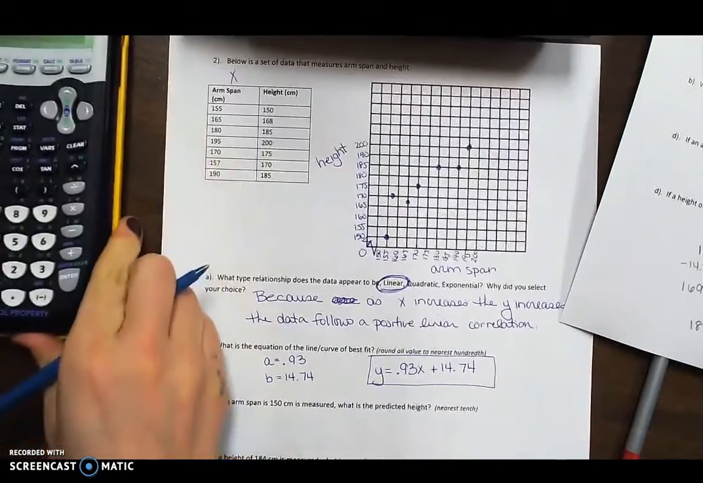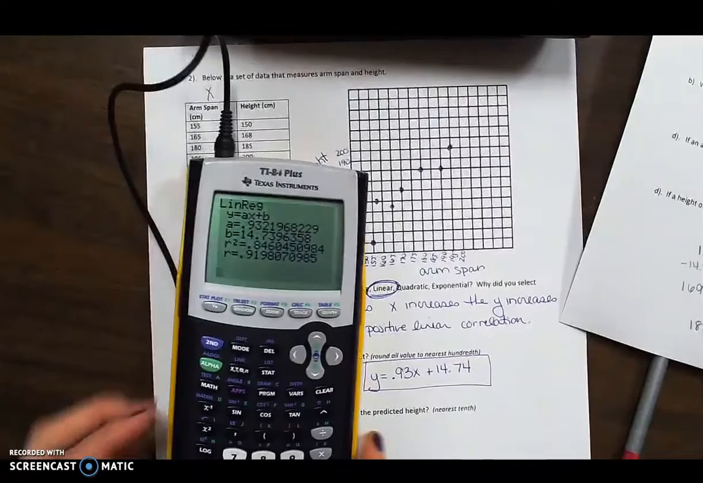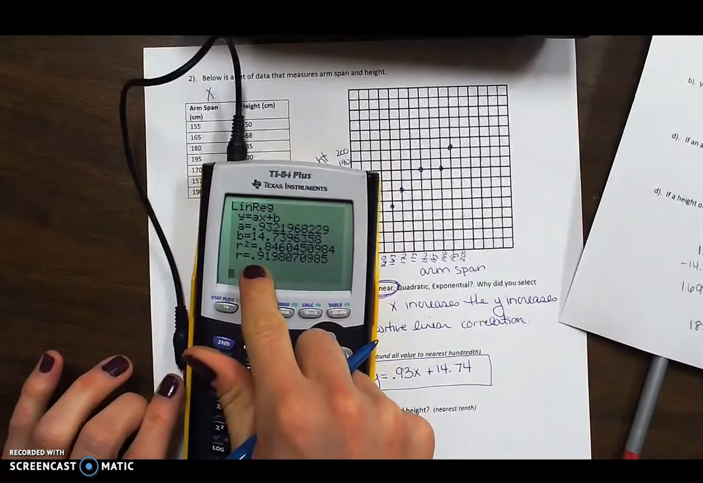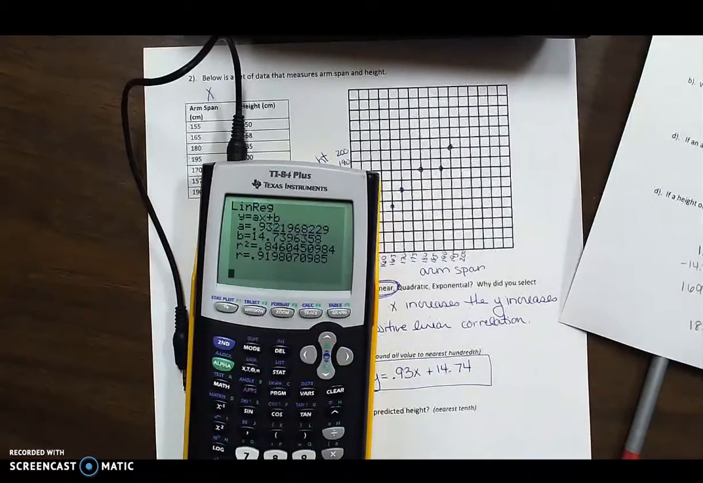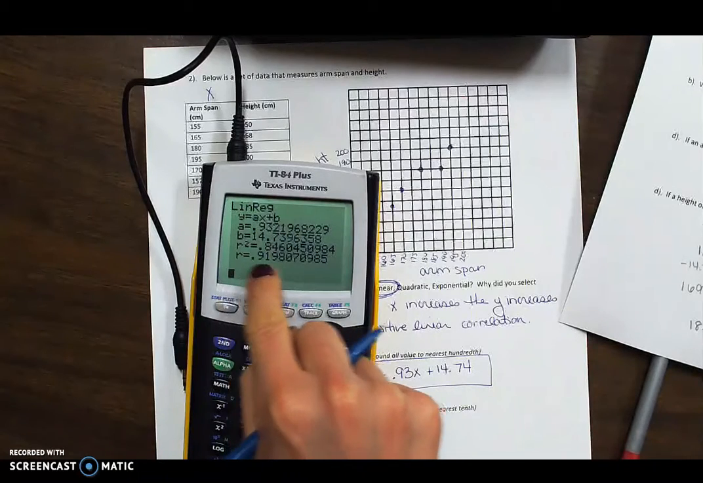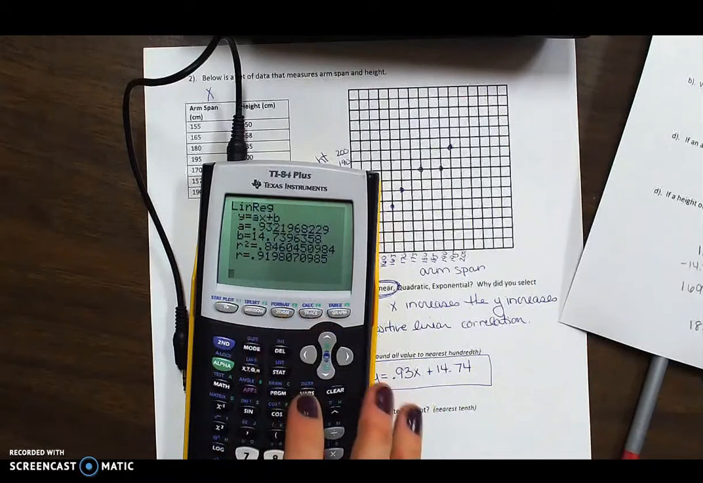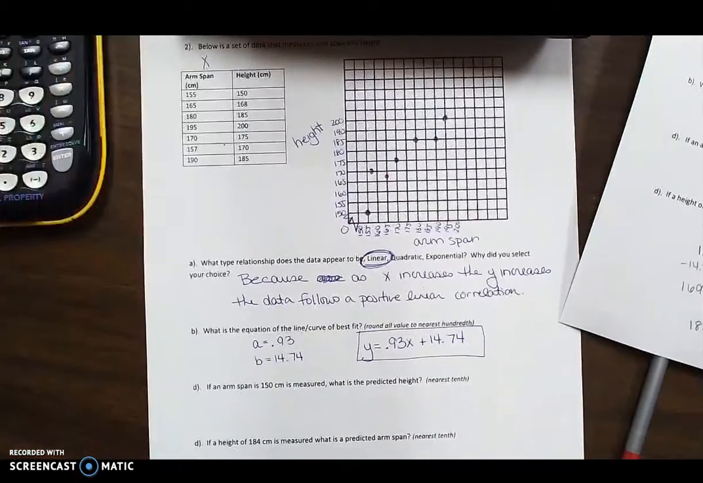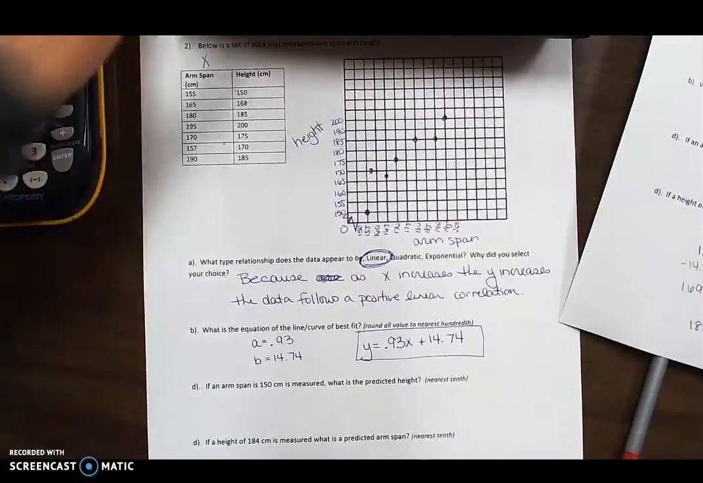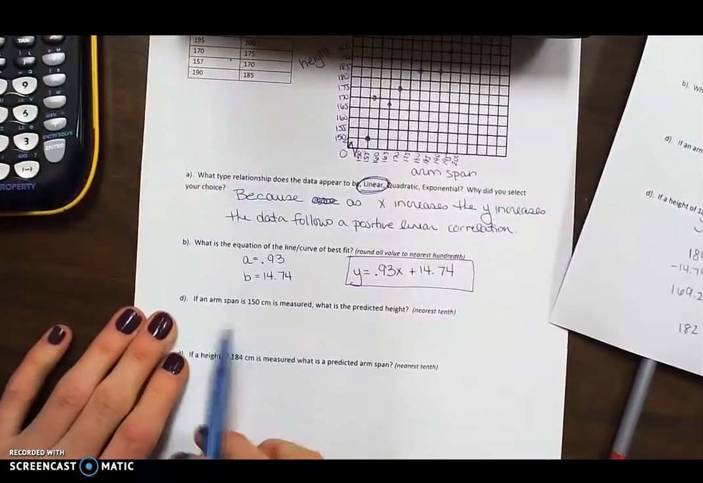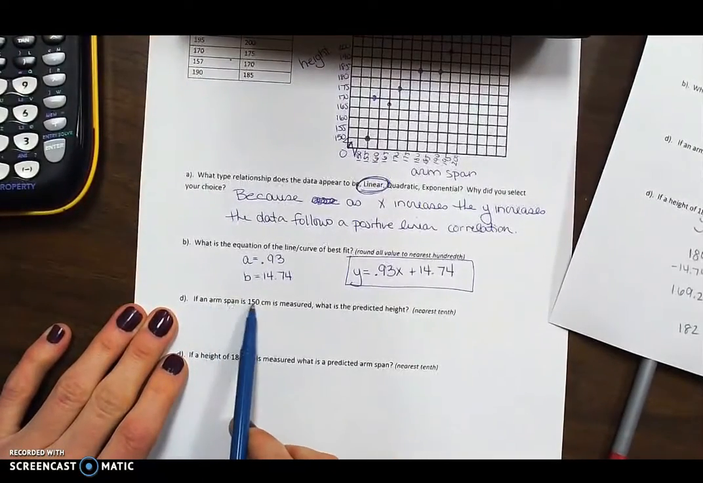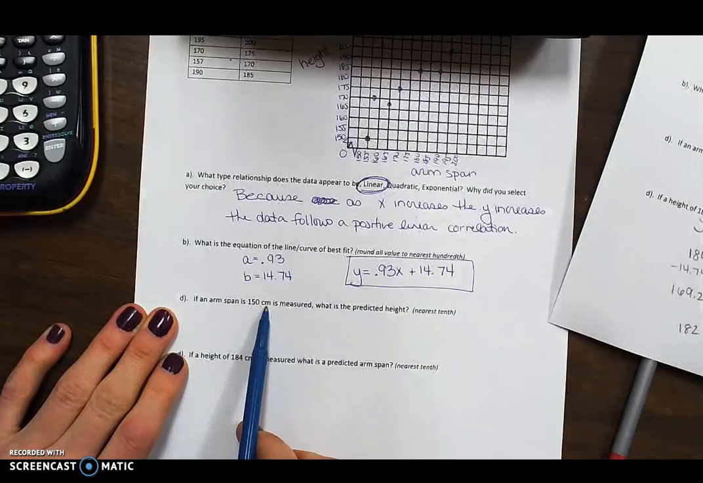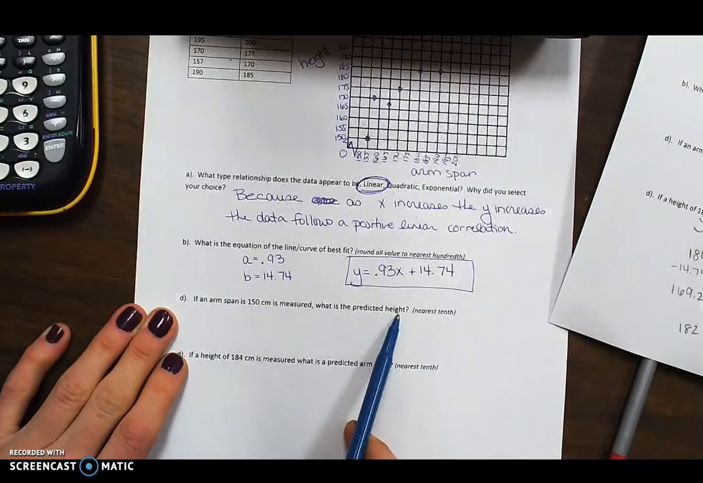All right, now that I have my line, let's go one step further. Everybody take a look at your R value, 0.91. Is that a strong or a weak? That's definitely a strong linear correlation because the R value is very close to 1. Now let's use this equation to help us predict future values. If an arm span is 150 centimeters, what is the predicted height?